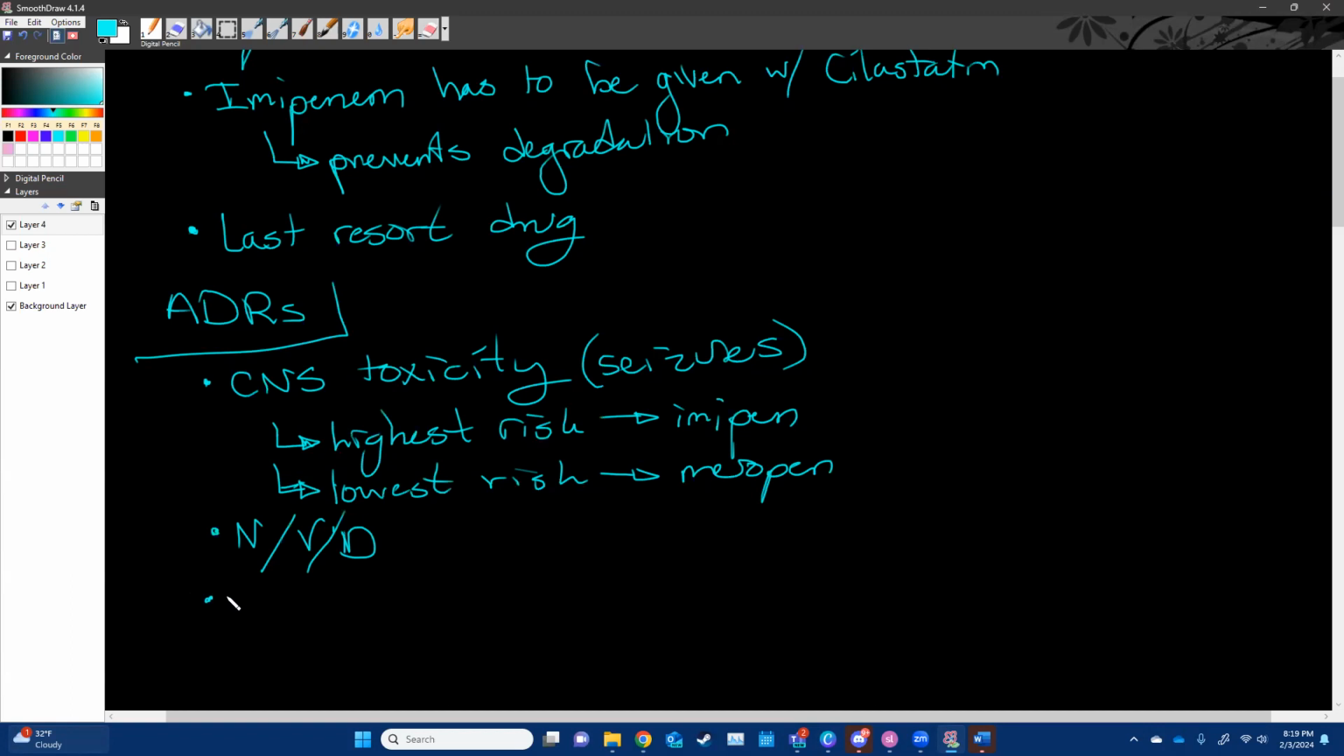And then finally, in terms of infusion, this can cause sometimes a rash. So what you would do is slow the infusion.